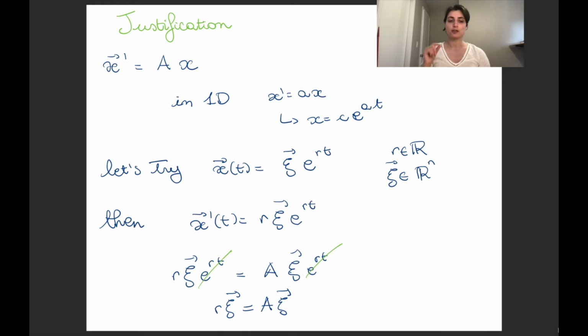Think about why we don't want to cancel out xi. Well, xi is a vector, and on one side is multiplied by a matrix. That means that the matrix is going to mix up all the components of xi, while exponential of rt is just a scalar value. So we can shift that around and divide by a scalar value at any point. So now we have r xi equal a capital A xi.